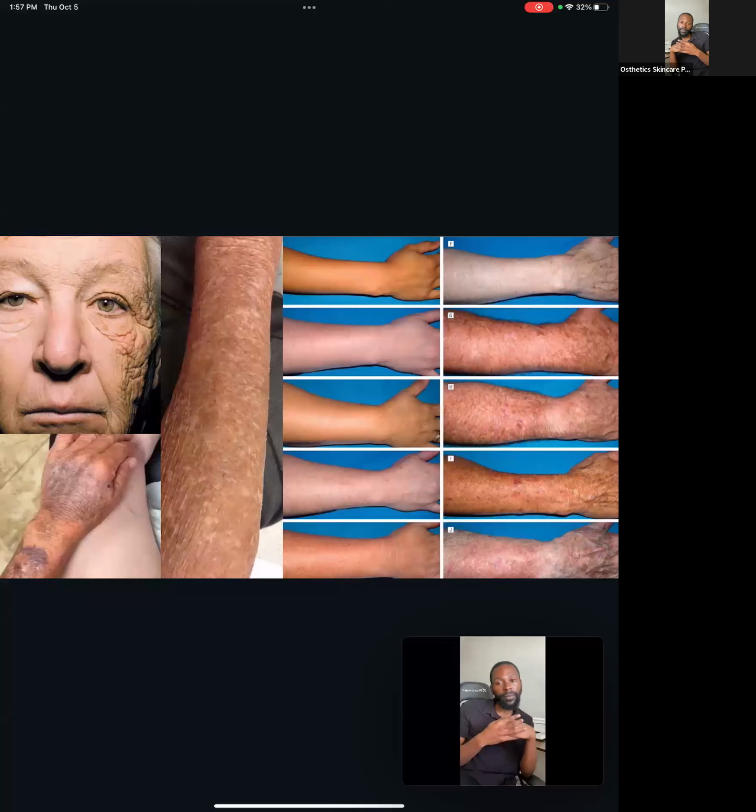Could you repeat the melasma treatment you stated earlier? And also, can you speak on hydroquinone?